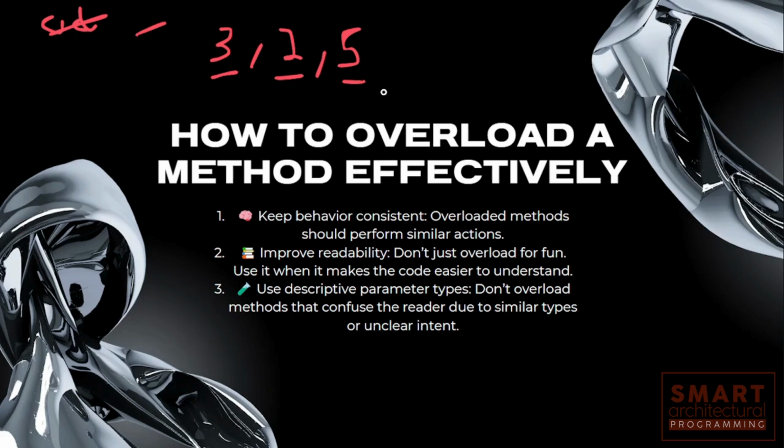Don't overload methods in a way that confuses the reader due to similar types or unclear intent. So let me put it this way. If there's a certain procedure that you can be very descriptively clear about, do that. Don't use overloading there. Be clear about that procedure. In the case of add with 2, 3, or 5 values, it isn't very clear in the method name for us, so we can use overloading.